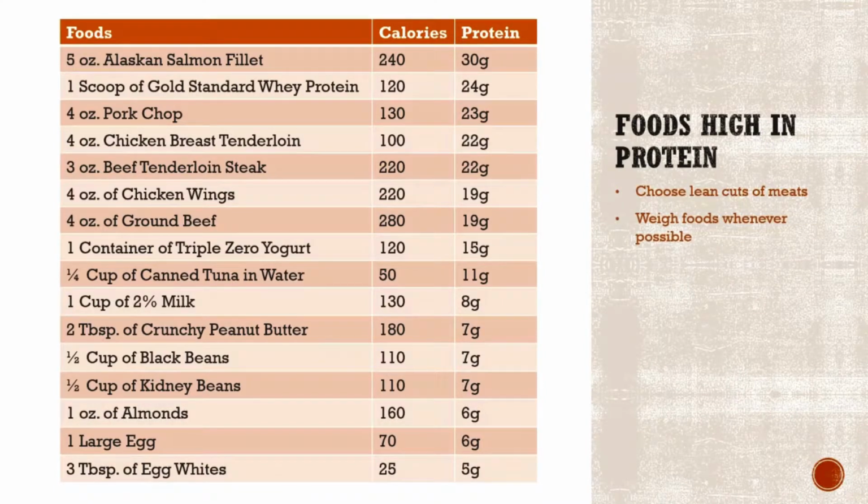Because protein is the most important part to me, I have to make sure I weigh all of my foods. Just because the package says 1 salmon fillet is 5 ounces doesn't mean it is.